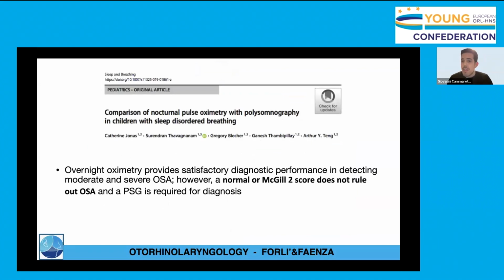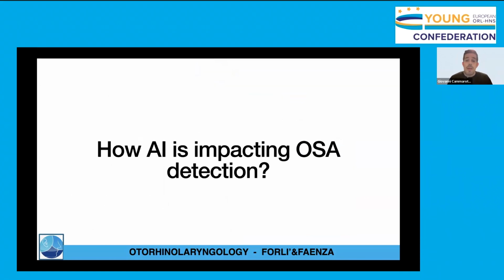There are studies evaluating the predictive value of oximetry in diagnosing OSA patients, and we see that a normal or 2 score, McGill score, doesn't rule out OSA. So PSG is always required because of the false negatives, so the sensitivity can be low. So we need to improve this kind of data. We need a more reliable way of diagnosing OSA. So maybe AI can help us. And how is it impacting OSA detection?